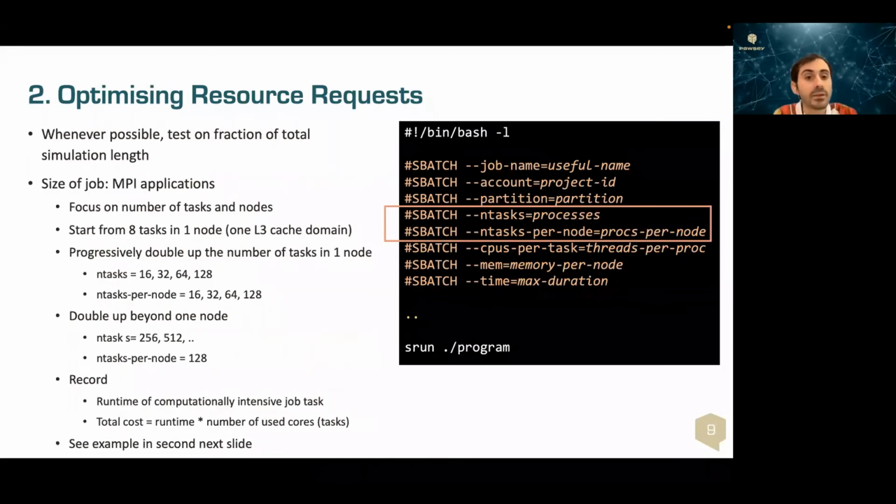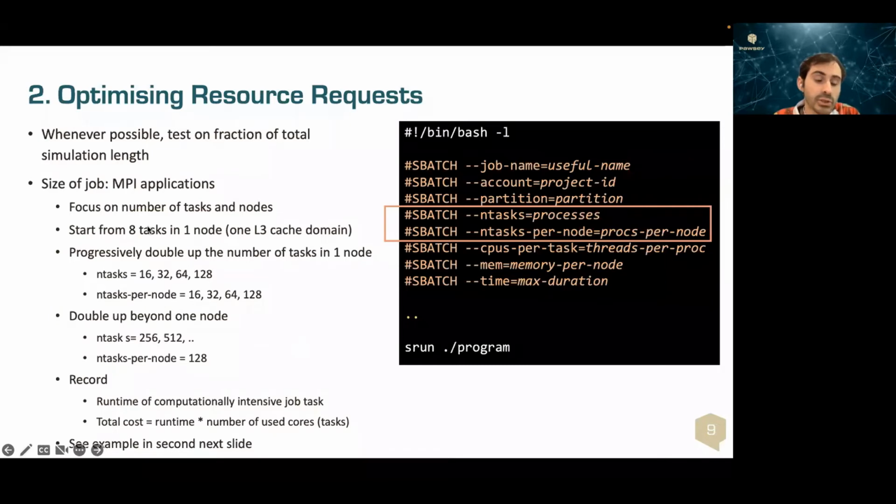Okay, let's now talk about optimizing resource requests in terms of nodes and task and CPU count. Let's take the case of an MPI application first, an application that runs over multiple processes, which implies it will need to request multiple tasks and possibly multiple nodes. So that's the focus for this case, number of tasks and nodes. We recommend to start from 8 tasks in a node. This is the one cache domain for optimal performance, as I mentioned in training 8, running jobs.